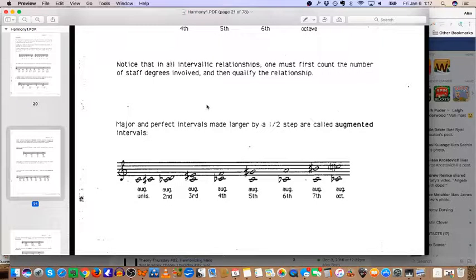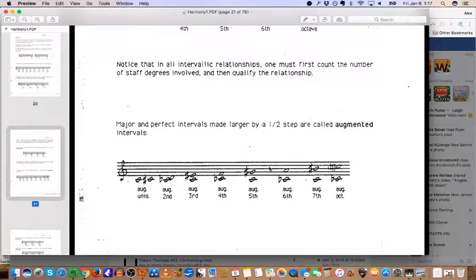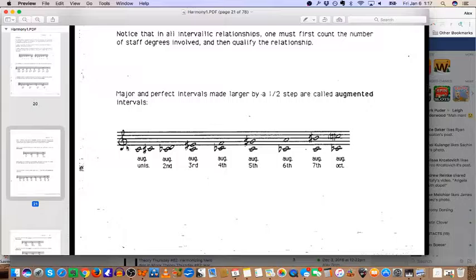Okay. Major and perfect intervals made larger by a half step are called augmented intervals. Okay, so any of the major or perfect intervals made larger by a half step, either by raising the upper note or lowering the lower note, becomes an augmented interval. Augmented unison, augmented second, augmented third, so on and so forth.